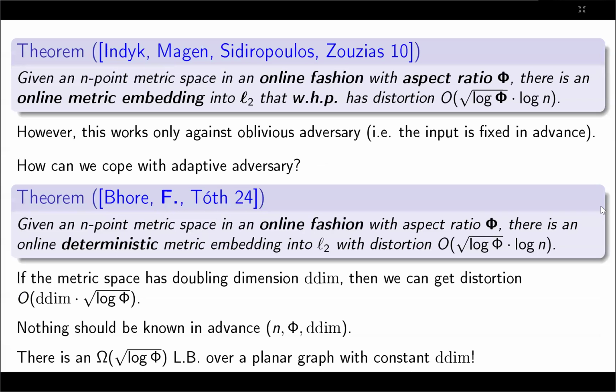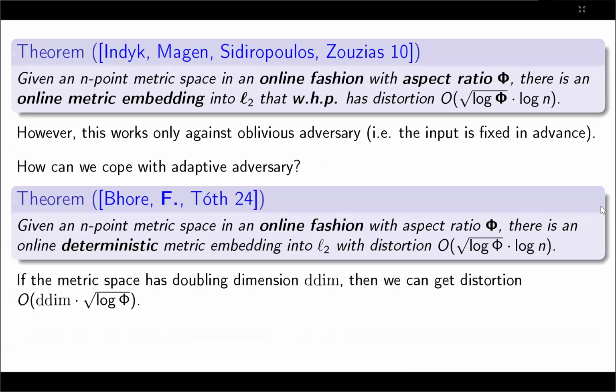Let me just go over some more background here. In this specific result, we have two parameters here, log phi, square root log phi, which is the square root of the aspect ratio, times the padding parameter. And if you have a better padding parameter, you can do better. For example, for doubling metrics, which is some generalization of Euclidean space, which have better padding parameter, which in particular is possible to do in an online fashion, you can get a better result. It's the padding parameter, doubling dimension, times square root log phi.